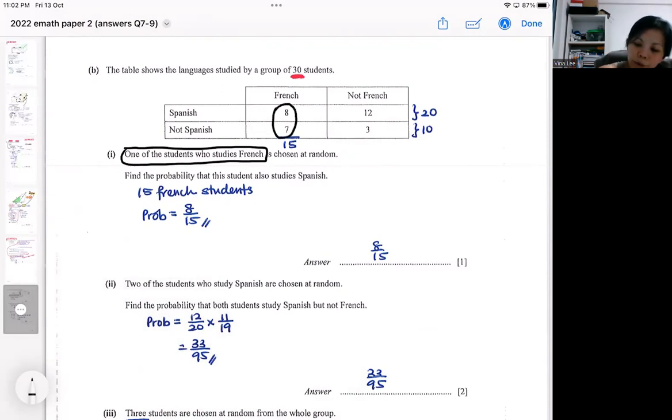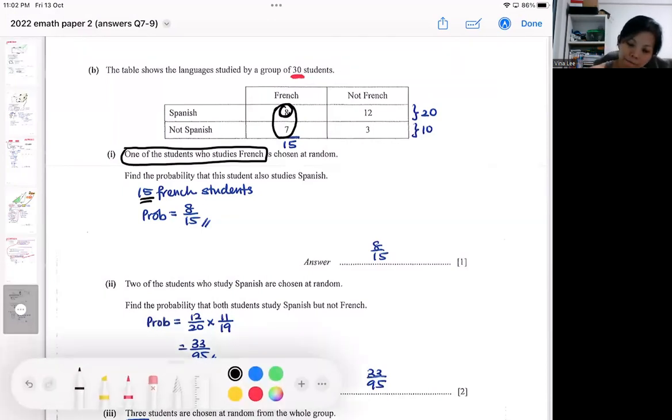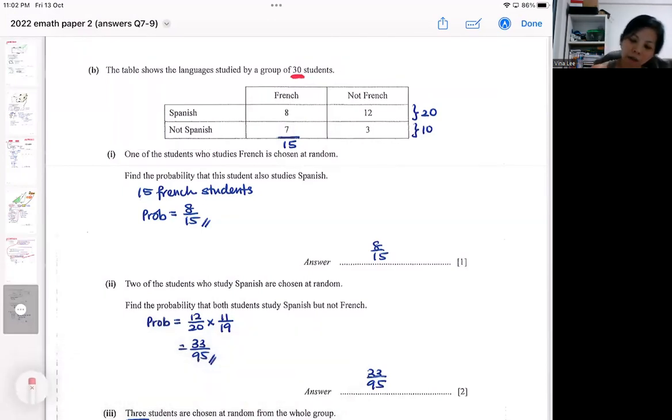You have 15 to choose from. And how many will also study Spanish? Out of the 15 here, these are the 8 that also study Spanish. So that's how I got the probability, 8/15. So read carefully. Then for the second one, you are going to choose 2 students. And where are you choosing from? You are choosing from the students who study Spanish. You are choosing from these 20 people.